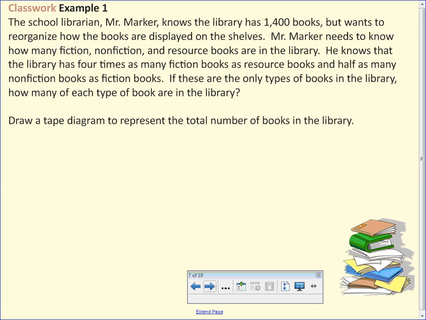First, let's try words, lots of words. Let's simplify this so we're not intimidated by these word problems. What is the gist? What do we want to know? Each type of book. Well, what are the different types of books?